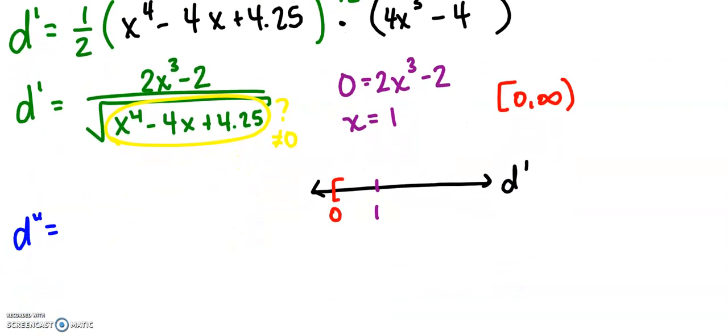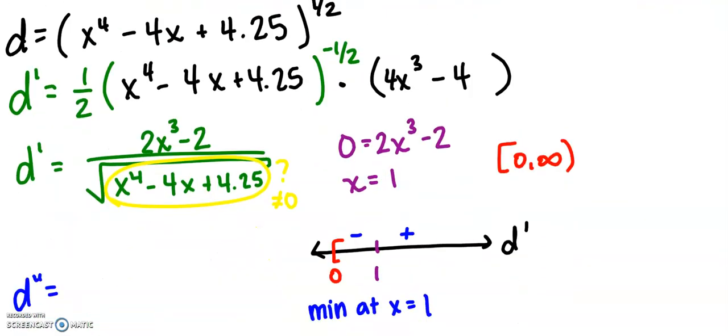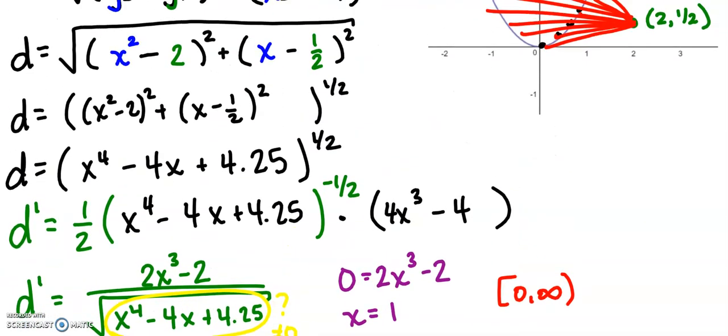Let's test a number. So if I pick a number between 0 and 1, then this numerator ends up being negative. If I pick a number between 1 and infinity, this numerator ends up being positive. So we have found a minimum at x equals 1. Remember, we don't have to test endpoints because we're not on a fully closed domain. So we'll have a minimum distance at x equals 1 because d prime changes from negative to positive.